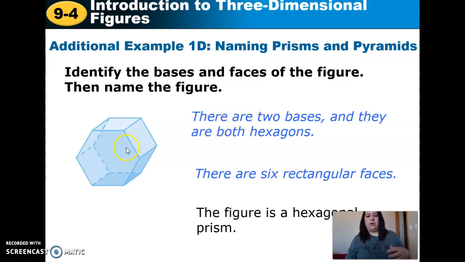Notice that when you see how many sides the base has, that also tells you how many faces they're going to have, right? When you count up the sides of the base, that's going to tell you how many faces you have.